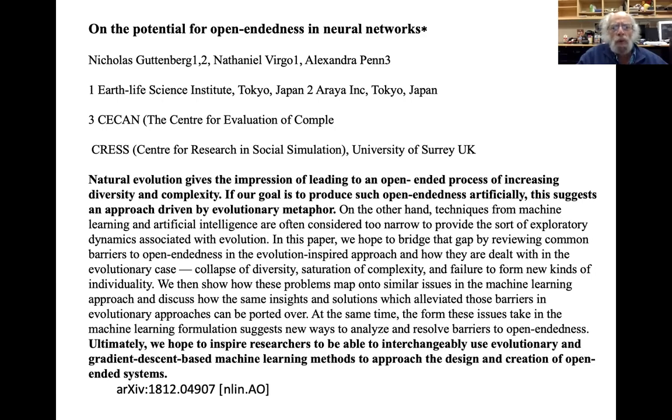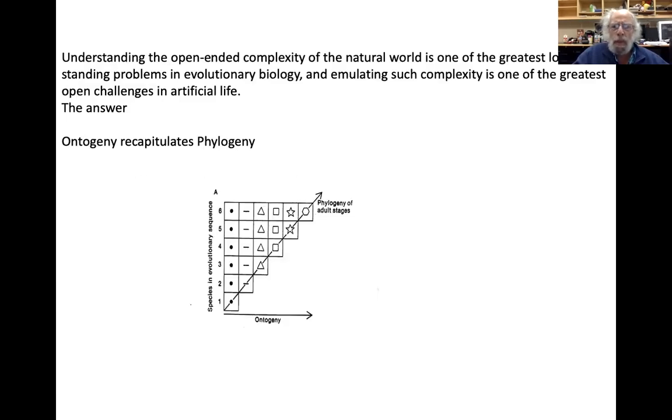Ultimately, we hope to inspire researchers to be able to interchangeably use evolutionary and gradient descent-based machine learning methods to approach the design and creation of open-ended systems. Understanding the open-ended complexity of the natural world is one of the greatest outstanding problems in evolutionary biology, and emulating such complexity is one of the answers.